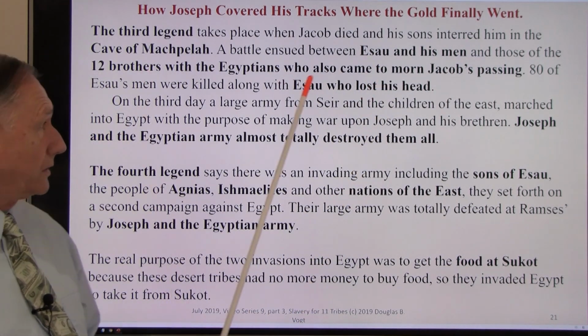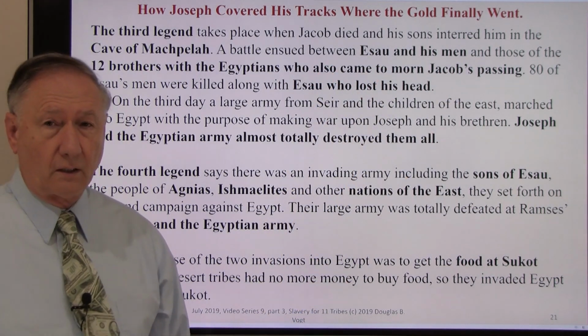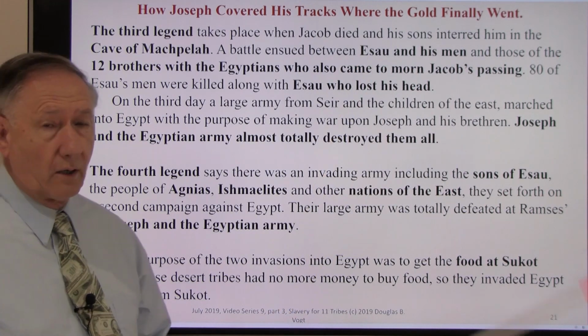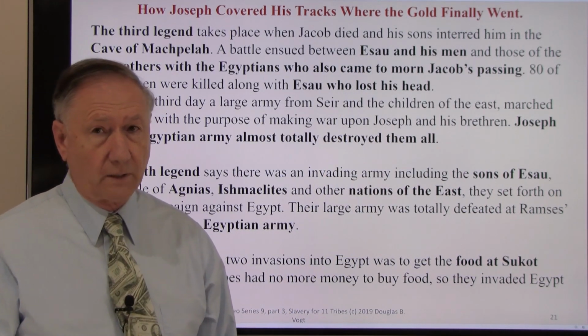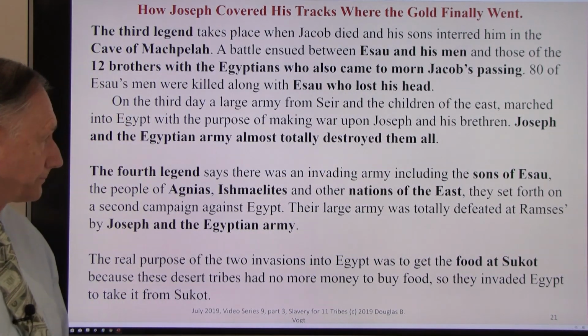And those 12 brothers, and certainly the Egyptian army was commanded to basically kill him off and the rest of them. And that's what they did. They killed them all.